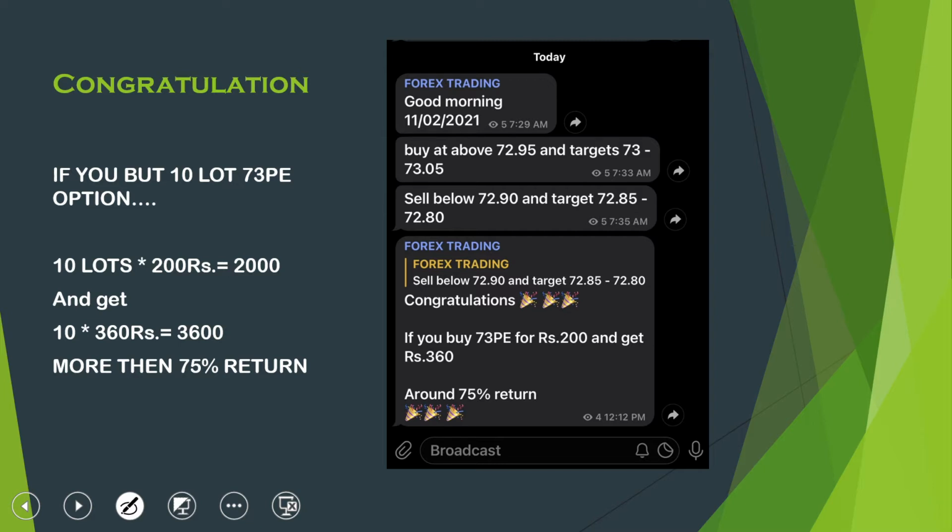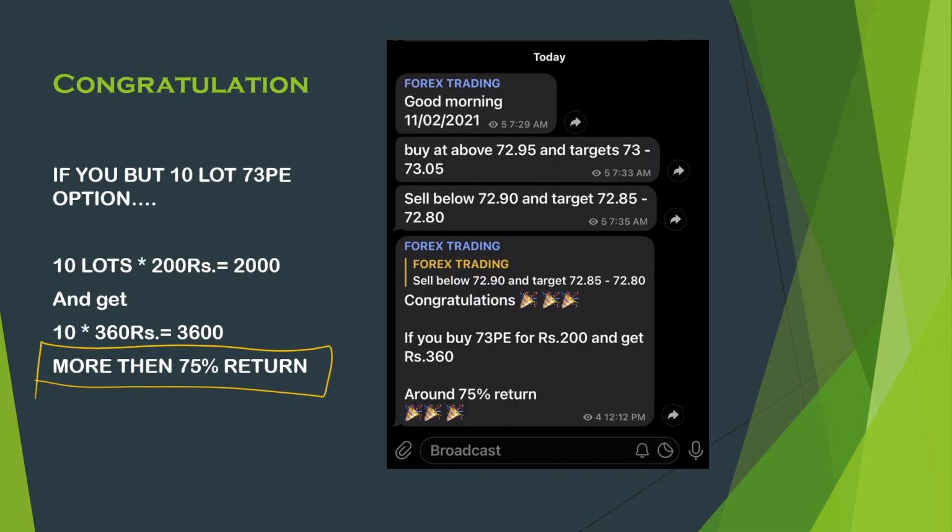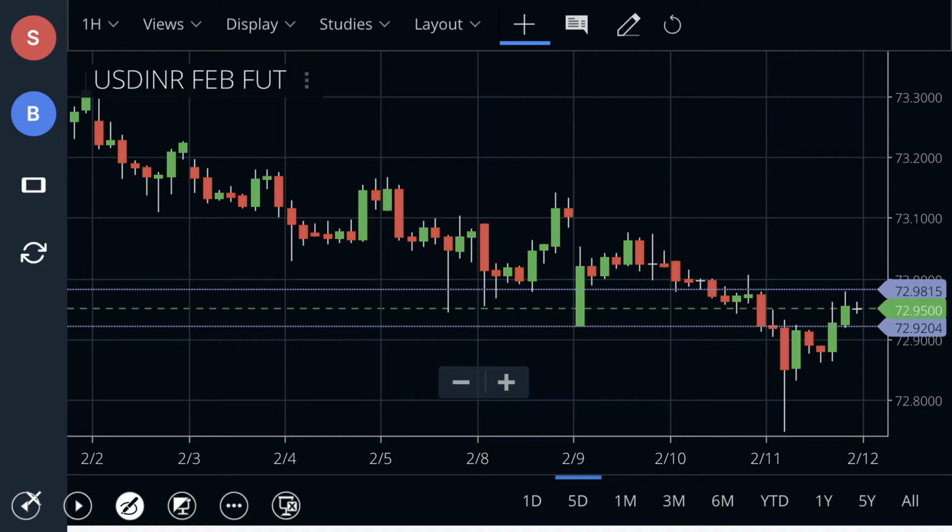Congratulations friends, our today's intraday trades hit and we got profit of more than 75%. Congratulations. And here we show the USD/INR importance levels and targets for tomorrow.